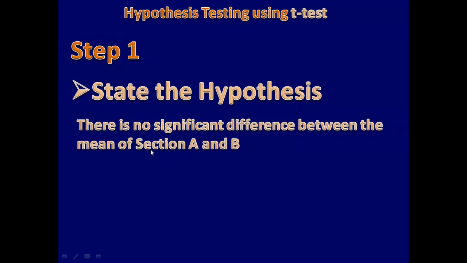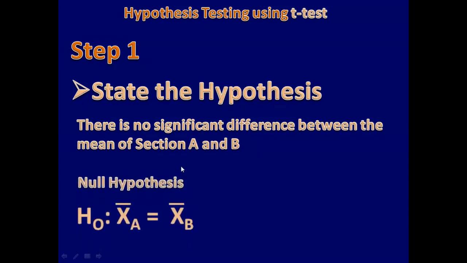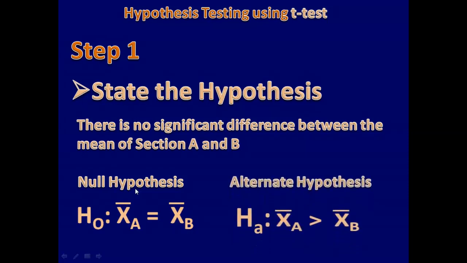There is no significant difference between the mean of section A and B. Mean, we are referring to the classroom performance of the section. So, this is actually the null hypothesis. We also have the alternate hypothesis. And this alternate hypothesis is just to contradict the null hypothesis.